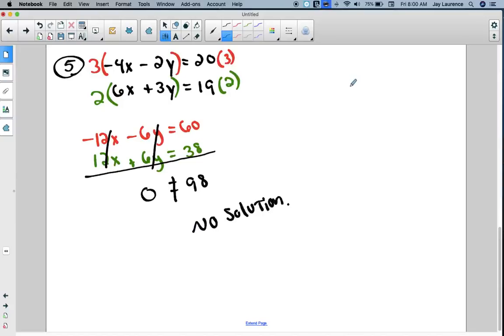Had I got an always-true statement like 0 equals 0, then I would have had infinitely many solutions, right? Because I got a statement that's always true, infinitely many solutions. But in this problem, I found that 0 equals 98, which is a total lie, never happens. So I know there's no solution.